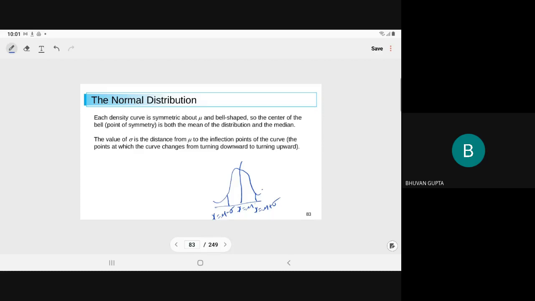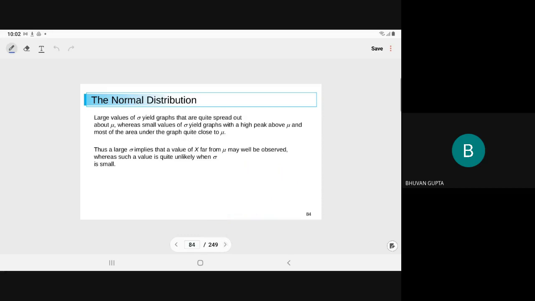So what is the point of inflection? At this point, until here the curve is decreasing, then we have it increasing. If we have this situation, then we say it is the point of inflection. So for the normal curve, we have the points of inflection at x equal to mu plus minus sigma.